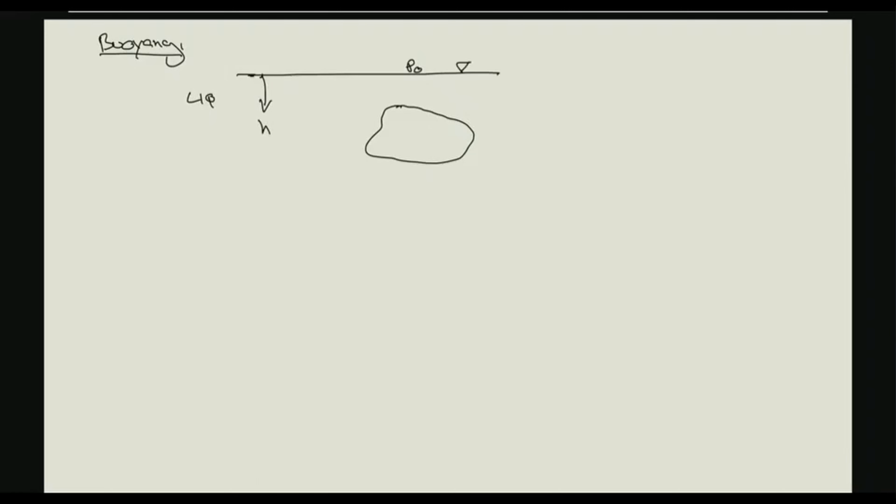Let me write this down. This net upward vertical force due to the fluid pressure is equal to the buoyancy force, and we'll denote it as F sub B. In order to evaluate it, let's consider some differential volume.